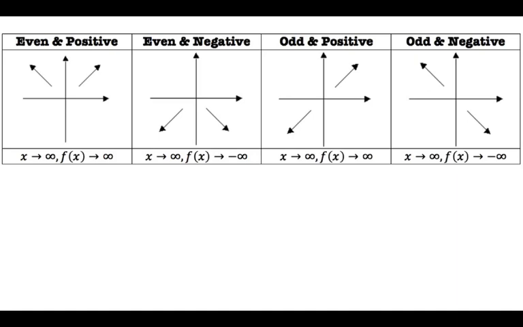If it's even and negative, both endpoints will be towards the bottom. If it's odd and positive, it'll go from negative to positive. And if it's odd and negative, it will go from positive to negative. And then what's down here at the bottom, that's called end behavior.